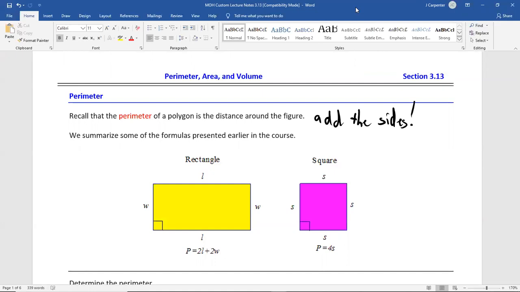So if I gave you an extra number, like maybe I said that this distance right here was 12, that would be completely irrelevant. That's an interior distance, not an exterior distance. So we wouldn't care about that.